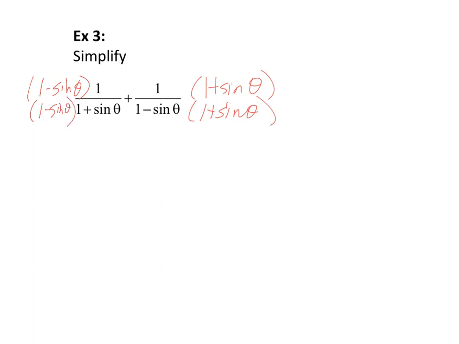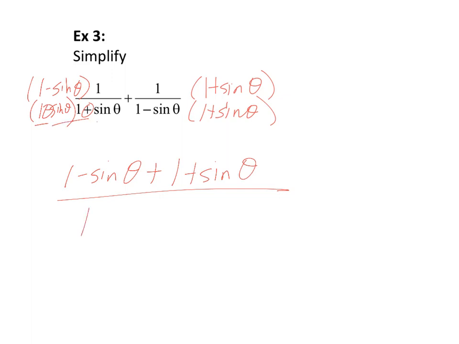Okay, so on the top I get 1 minus sine theta plus 1 plus sine theta. And on the bottom, okay, I'm multiplying conjugates, minus, plus. So whenever you multiply conjugates, you multiply the first terms and you multiply the last terms. Okay, so they just happen to be conjugates of one another. That works out nicely. Okay, what's the next part?